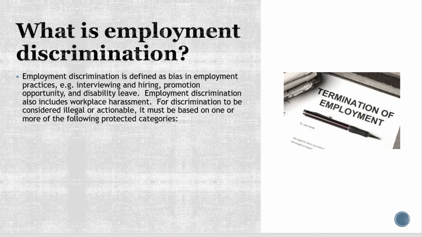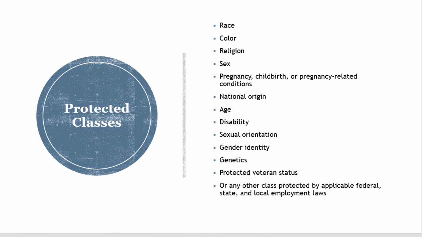For discrimination to be considered illegal or actionable, it must be based on one or more of the following protected categories or classes: race, color, religion, sex, pregnancy, childbirth, or pregnancy-related conditions, national origin, age, disability, sexual orientation, gender identity, genetics, protected veteran status, or any other class protected by applicable federal, state, and local employment laws.